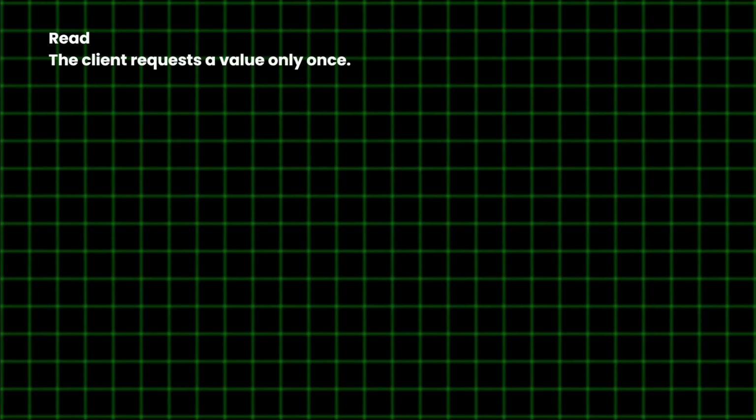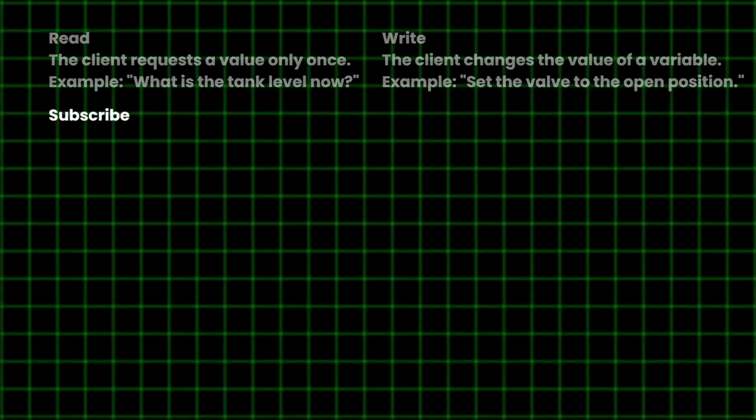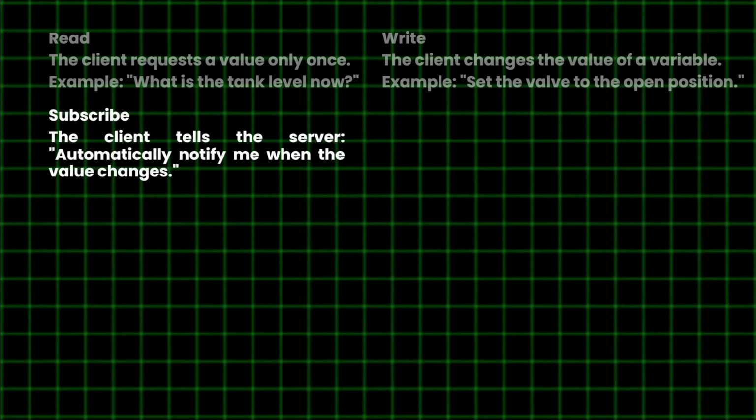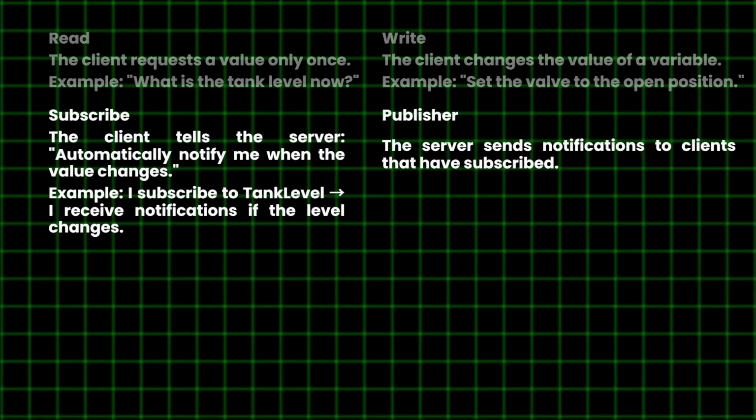Read. The client requests a value only once. As an example, what is the tank level now? Write. The client changes the value of a variable. Example, set the valve to the open position. Now subscribe. The client tells the server, automatically notify me when the values change. Example, I subscribe to tank level, I receive notification if the level changes. Publisher, the server sends notification to clients that have subscribed.